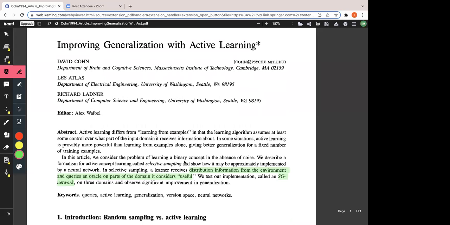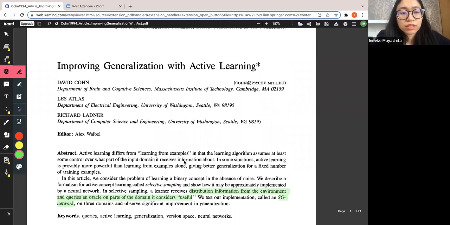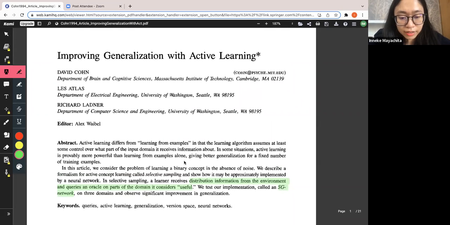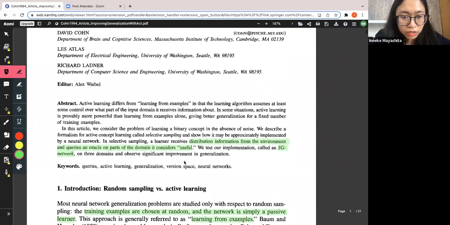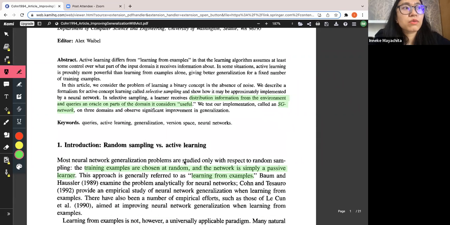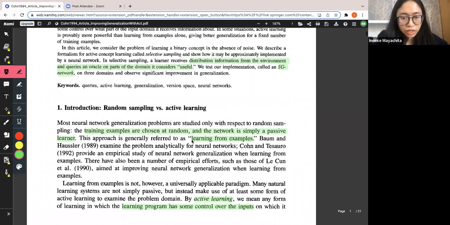Okay, cool. So this paper is called Improving Generalization with Active Learning. It is quite old, and to me, this paper is quite conceptual and a little bit philosophical. It digs into the early ideas of active learning. So let's just start and we can discuss this paper.